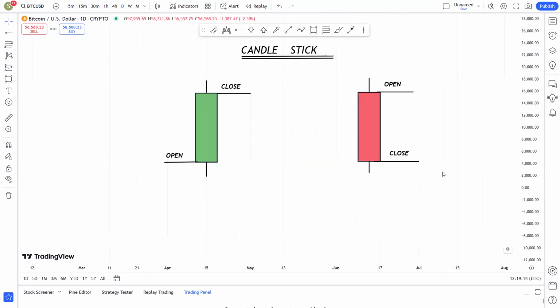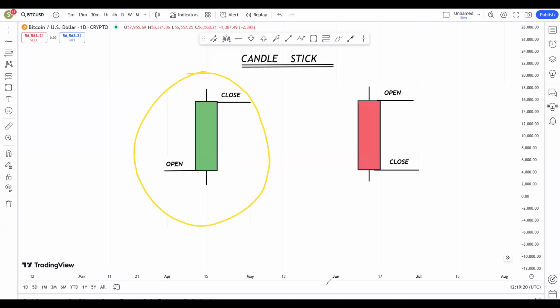Let's assume this is a daily candlestick. The market opened right here and closed right here. If you go down to a 1 hour time frame, where it is opening and where it is closing, you will see different candlesticks printed out on the lower time frame. On the 30 minute or 1 hour time frame, different candlesticks would have been printed all the way to this upside.